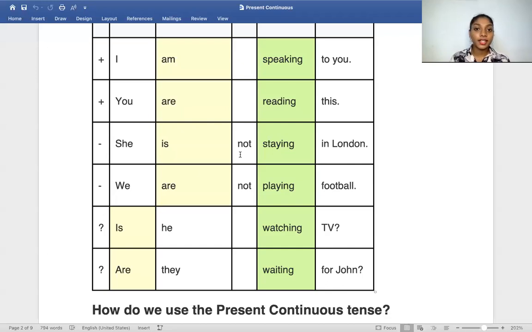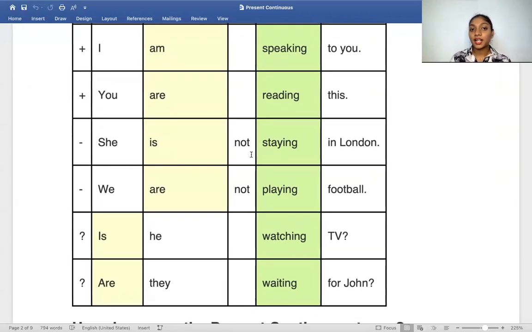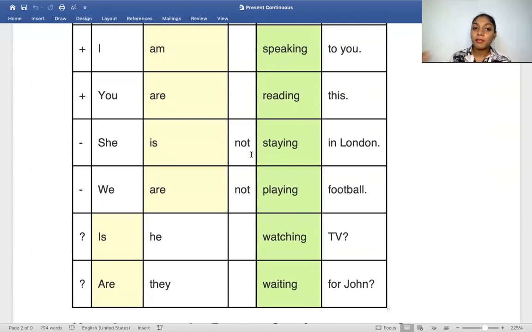Now what about a negative sentence? So that is a negative one. We have not. I'm not staying, I'm not sleeping, I'm not eating, I'm not drinking, I'm not playing. So those are what? Negative sentences.